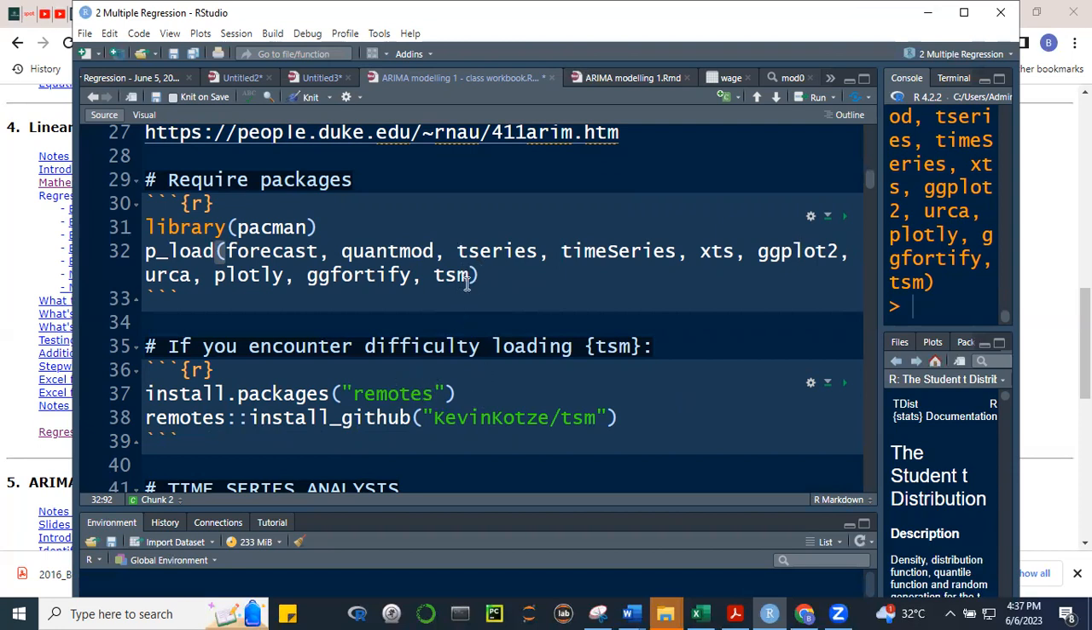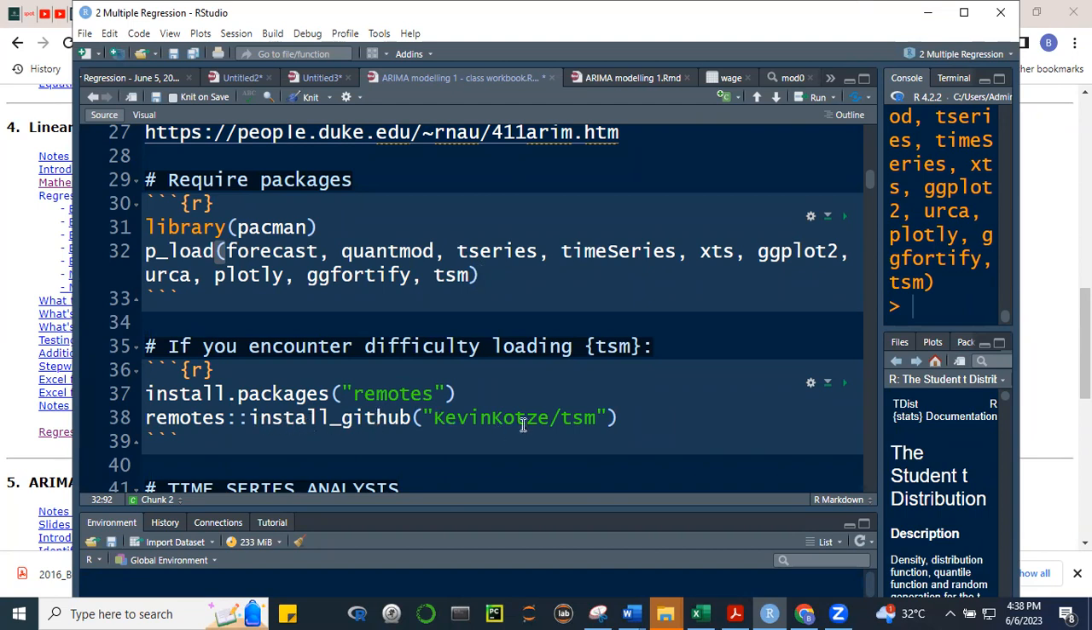Kasi yung TSM, I'm not sure if, as of this time, it's housed in CRAN. Di ba yung CRAN, Comprehensive R Archive Network? So may mga packages na hindi naka-house sa CRAN. So what you have to do, if you need that package, is go to the author. And usually yung author, nasa GitHub nila yung package niyan. You can download that and make use of that. So just like TSM, from the remotes package, we use install_github.